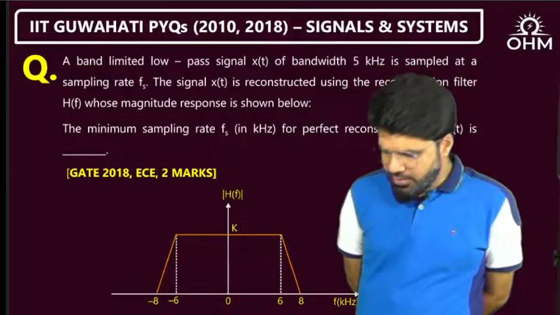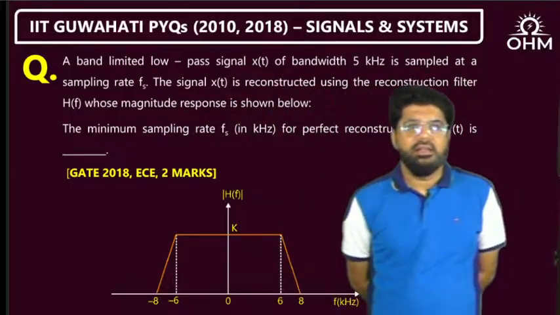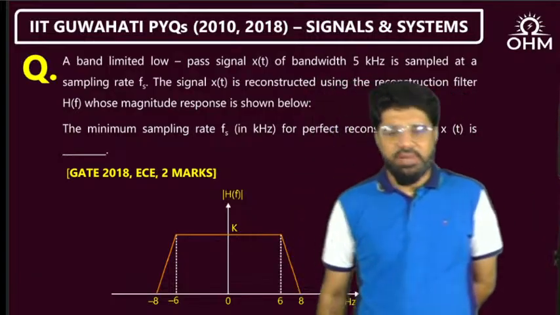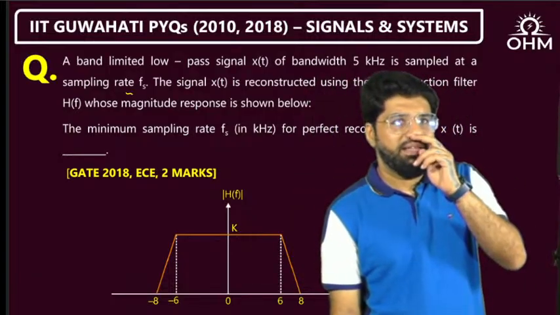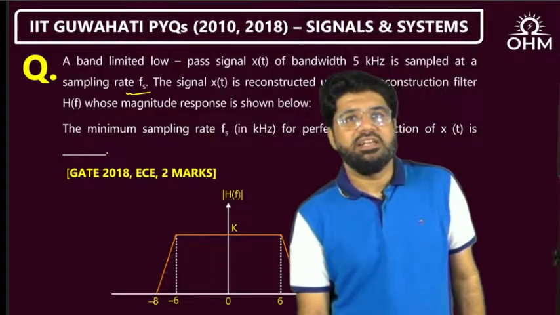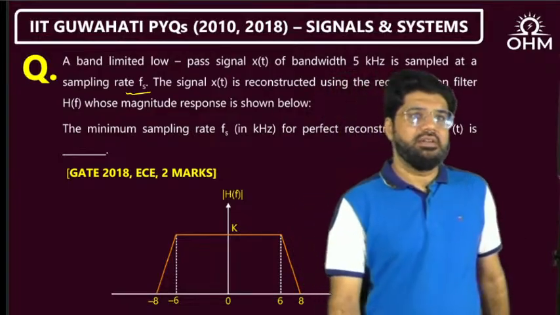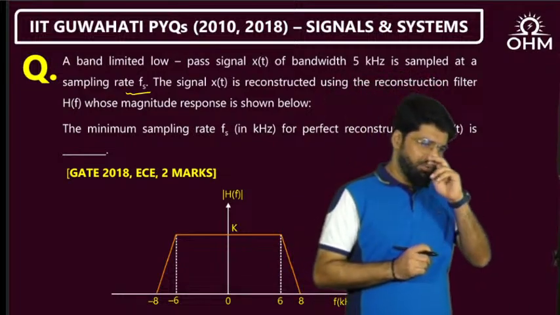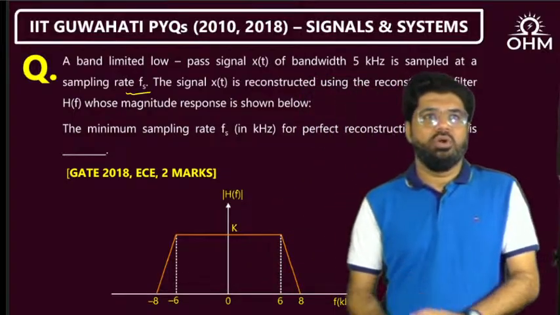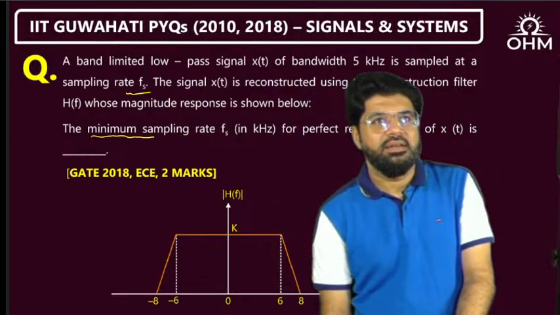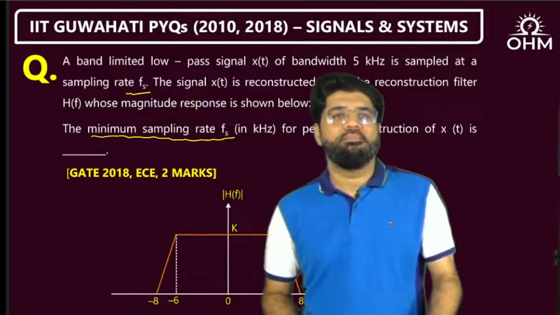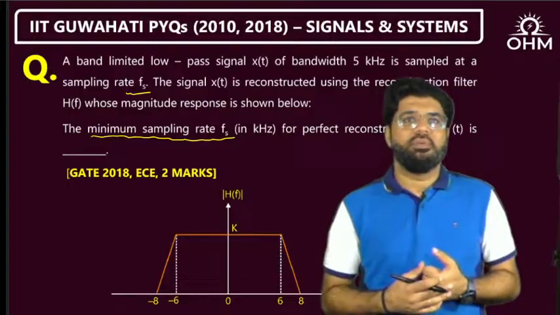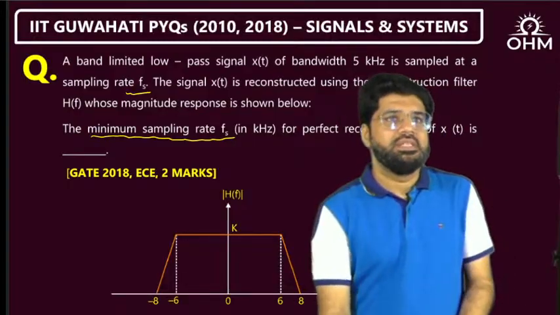A band limited low pass signal x(t) of bandwidth 5 kilohertz is sampled at the sampling rate fs. The signal is reconstructed using the reconstruction filter H(f), whose magnitude response is shown to you. What is the minimum sampling rate in kilohertz for perfect reconstruction of x(t)?